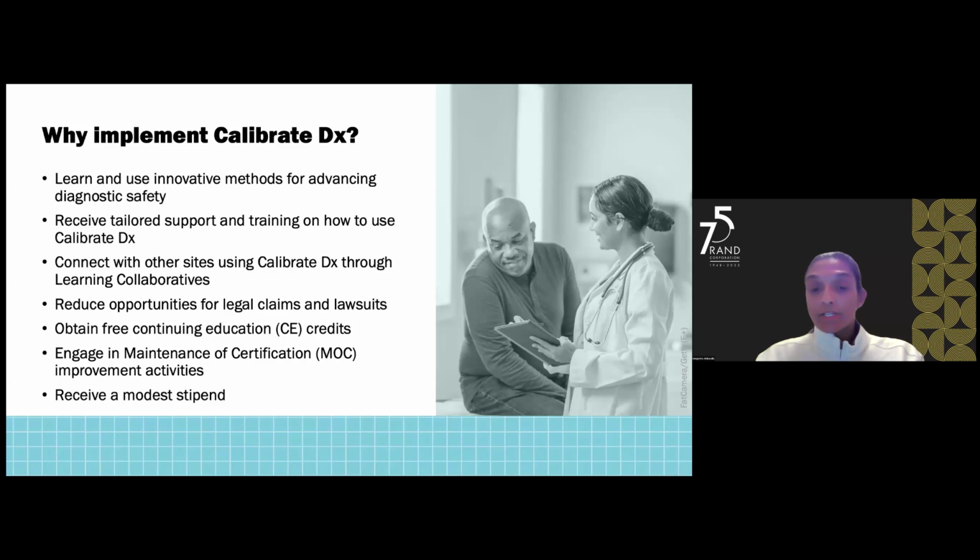The use of CalibrateDx has the potential to reduce opportunities over time for legal claims and lawsuits. And as part of this project, you will be able to obtain CE credits and MOC credits as well. There is a modest stipend for sites who sign up to participate in the IDEAS project.